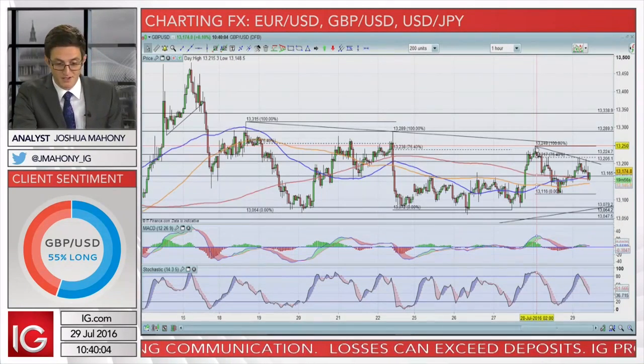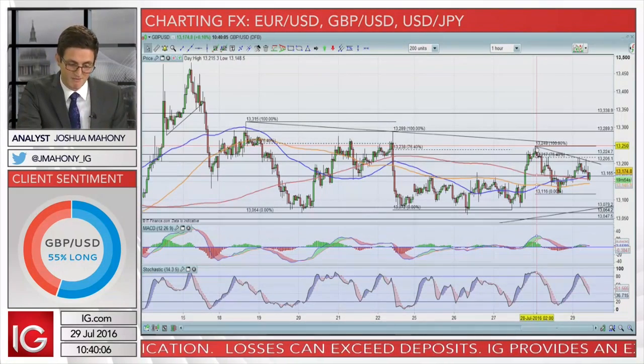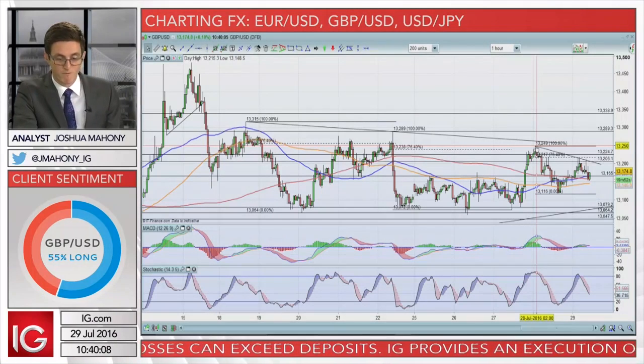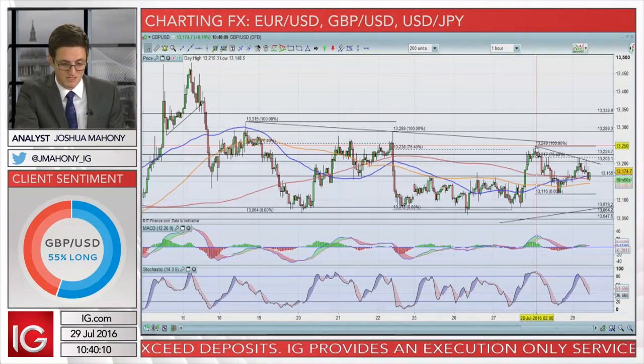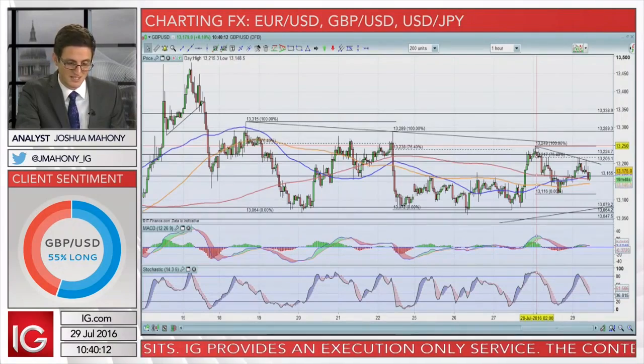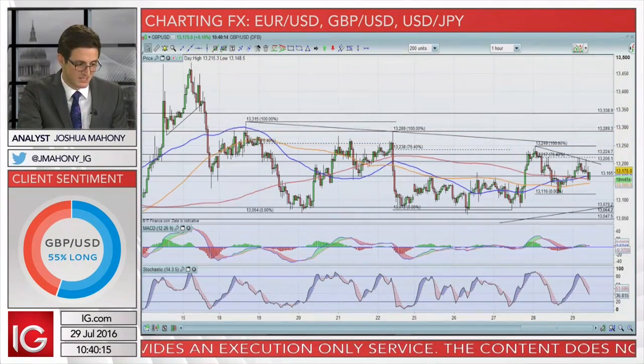Look, we've got the Bank of England next week. We do expect to see easing from the Bank of England, and markets generally will front run these announcements, and I do think we're going to see a period of weakness in the lead up to Thursday's Bank of England decision next week.